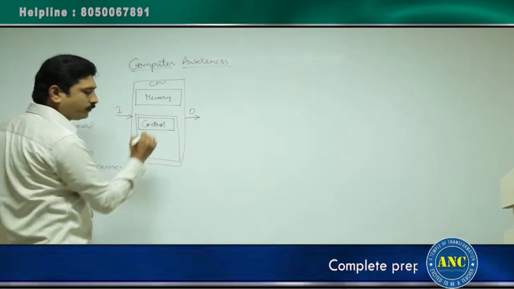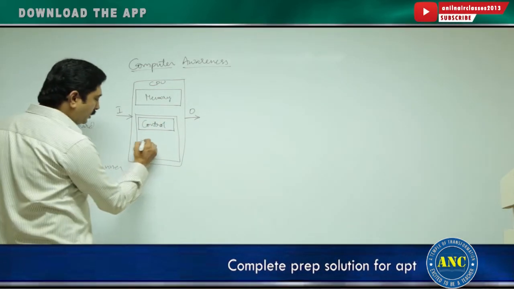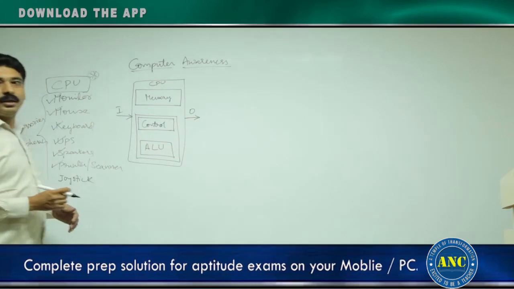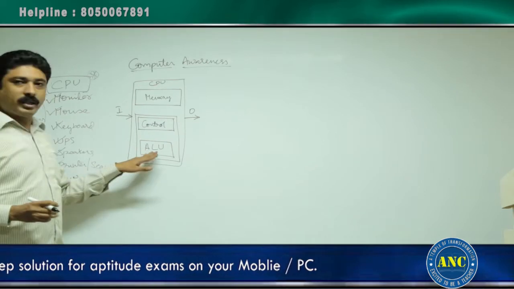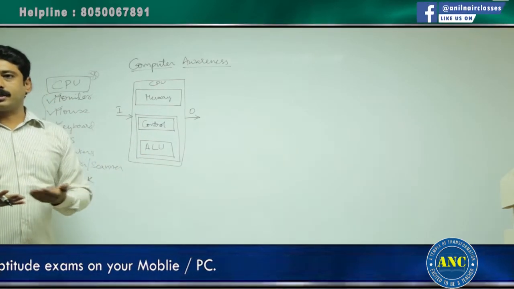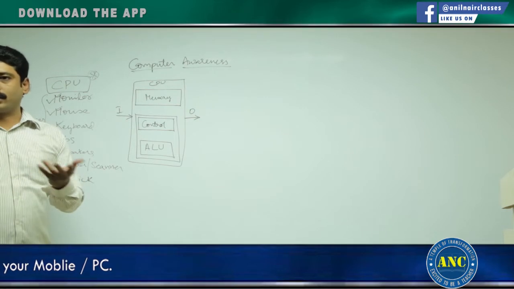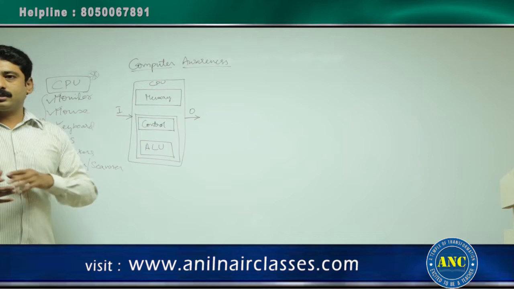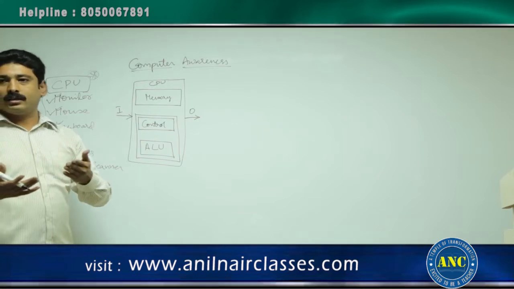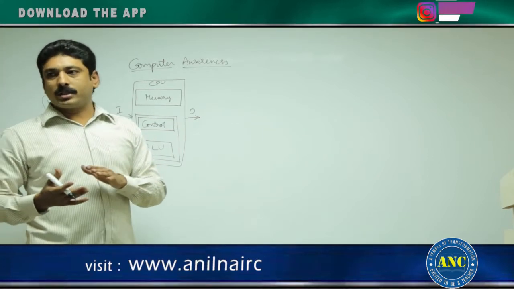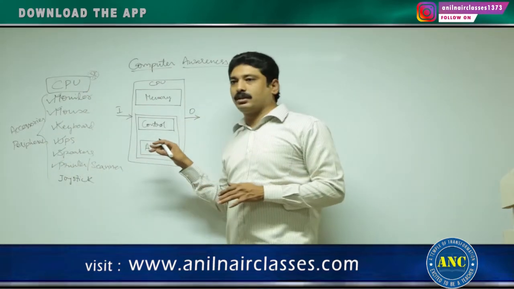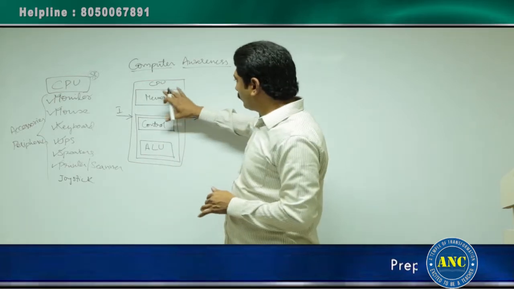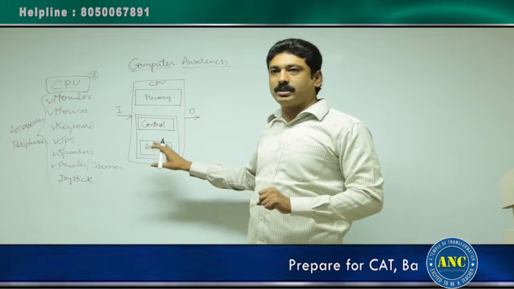The control unit. And then you have the other part, which is the arithmetic and logical unit. What is arithmetic and logical? Arithmetic means all your addition, subtraction, multiplication, division, square root, all these things are part of arithmetic operations. Logical operations are and, or, less than, greater than. So all these operations will come under this arithmetic and logic unit. Now we'll discuss this, but let us see how the processing happens inside this.